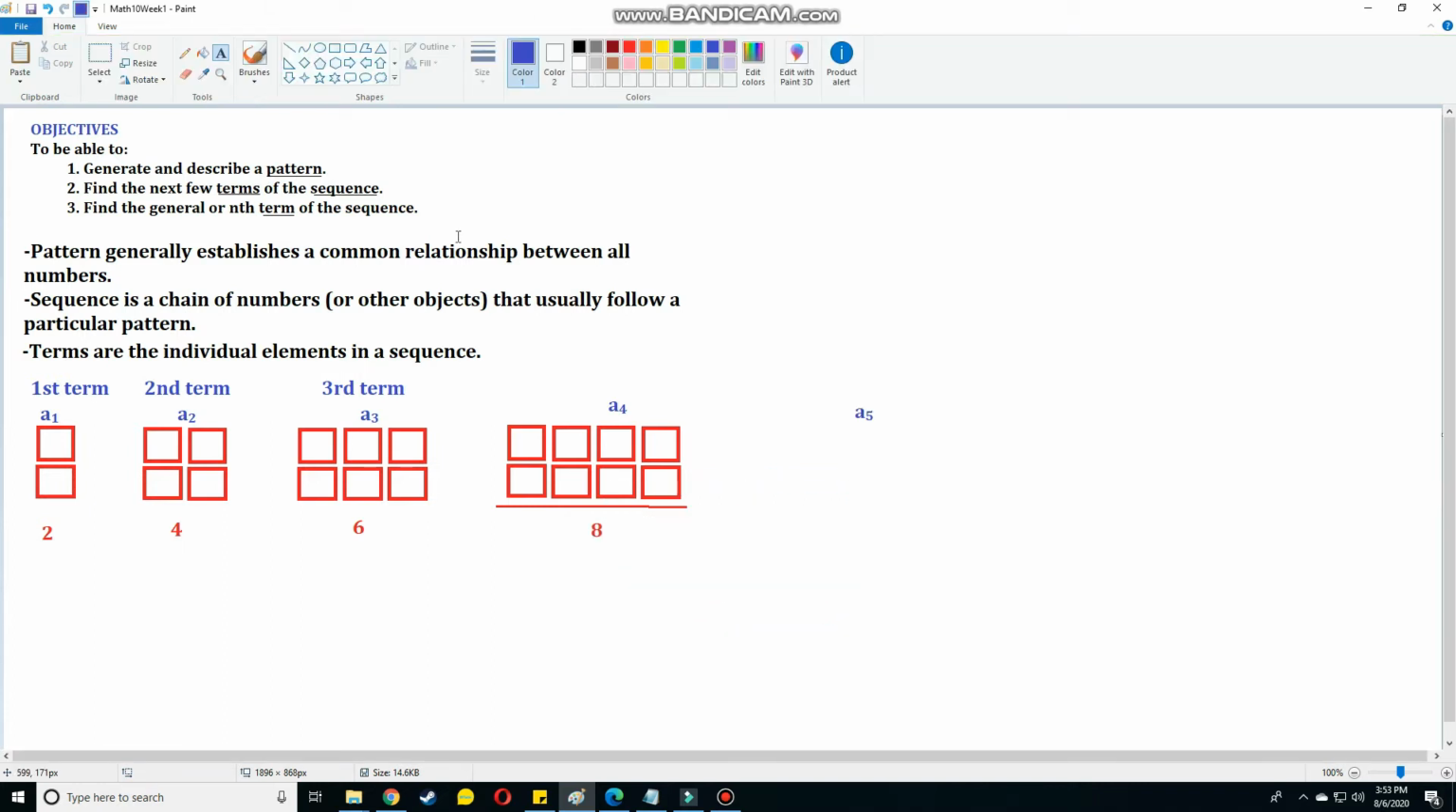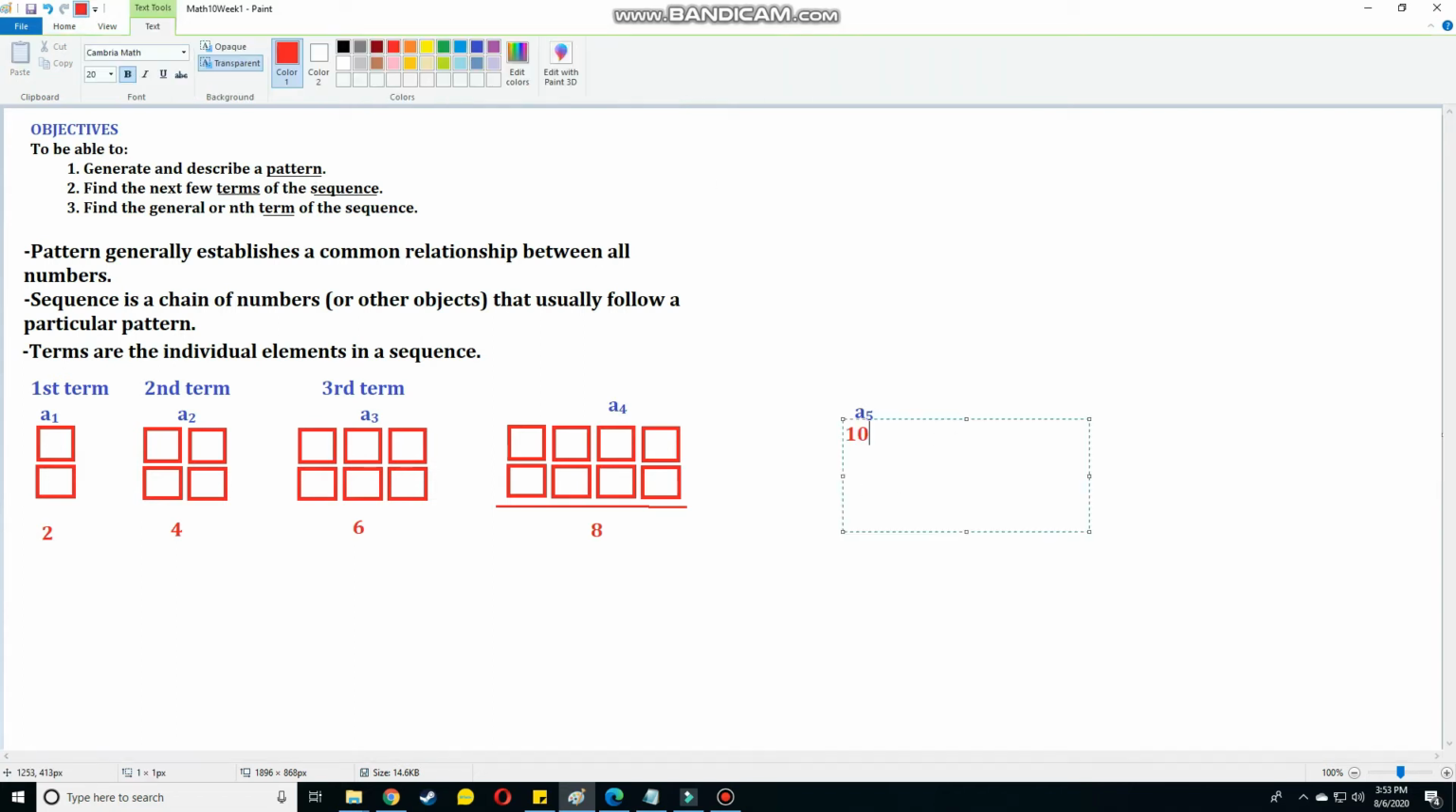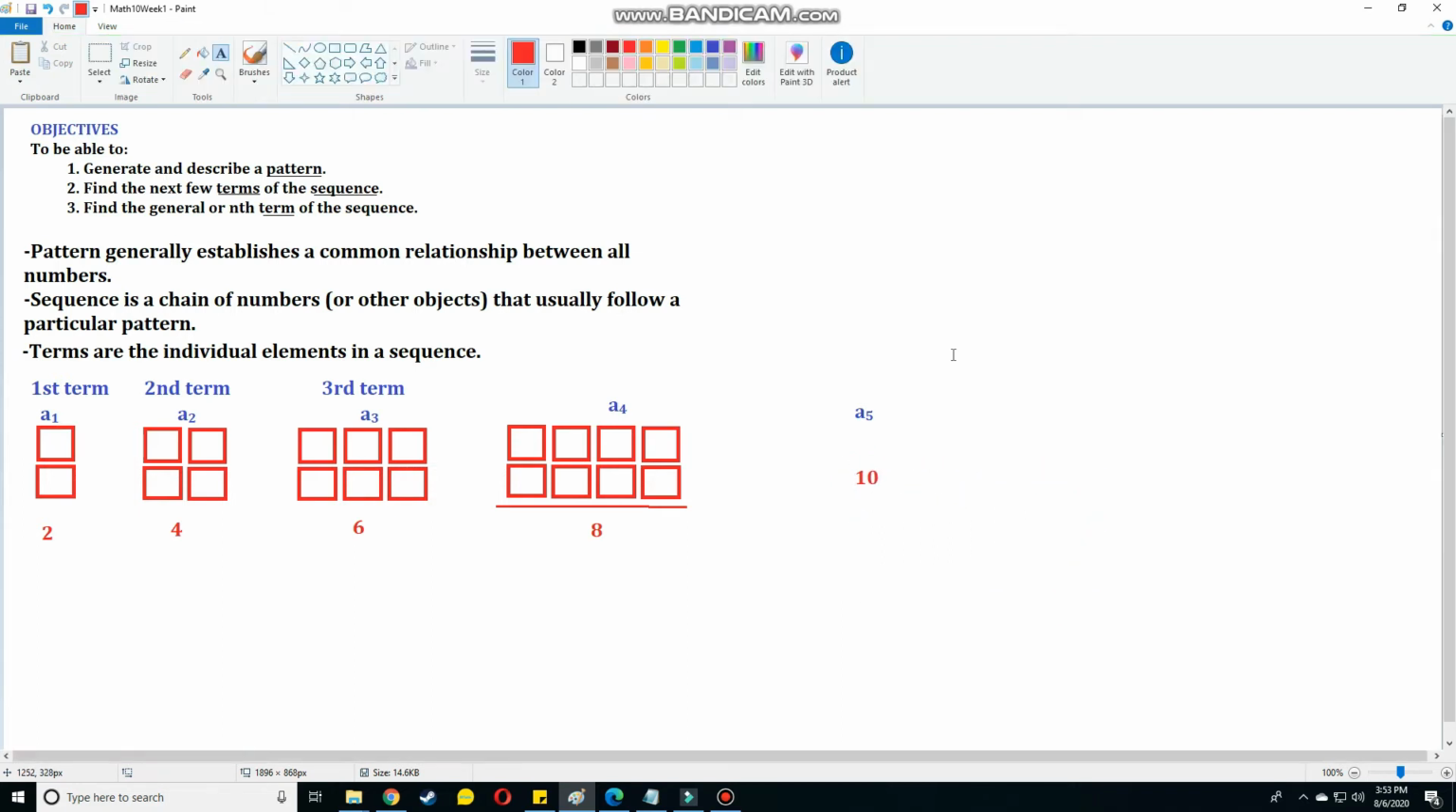And how about the fifth term? So first term 2, second term 4, third term 6, fourth term 8, and the fifth term definitely we could say there are 10 boxes, and so on, right? 10 for the fifth term. For the sixth term, that would be 12. For the seventh term, that would be 14. For the eighth term, that would be 16, and so on. As long as we know the pattern, and the pattern is that we would simply add 2 for the next terms. And now, let us continue our discussion.